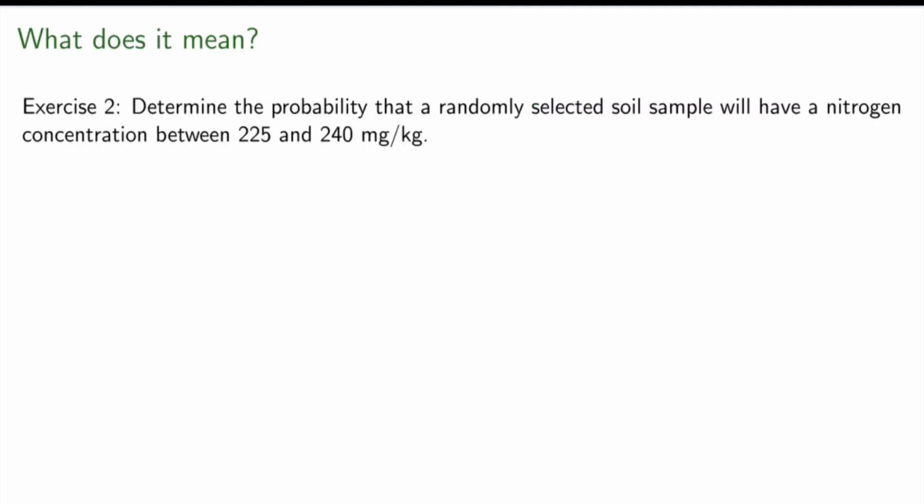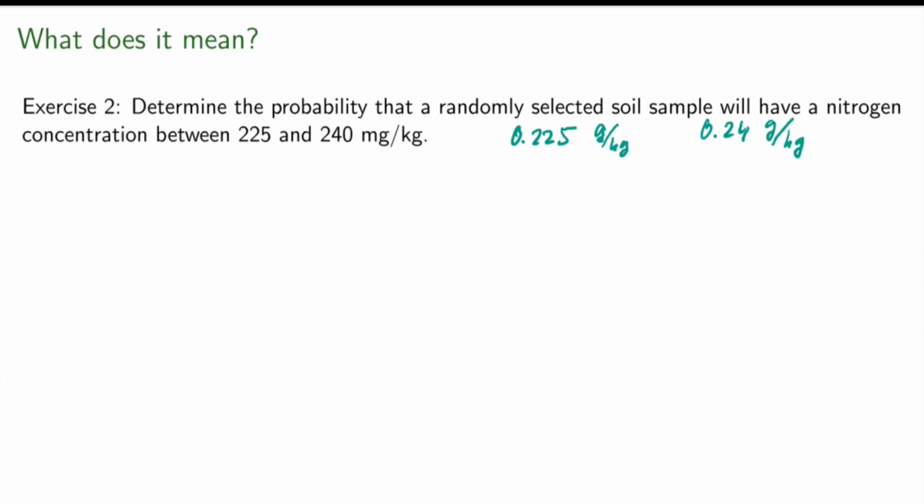Now, what does it mean? So let's use it to determine the probability that a randomly selected soil sample will have a nitrogen concentration between 225 and 240 milligram per kilogram. Remember, our units were gram per kilogram, so we have to transfer this into 0.225 gram per kilogram, and the other one is 0.24 gram per kilogram.